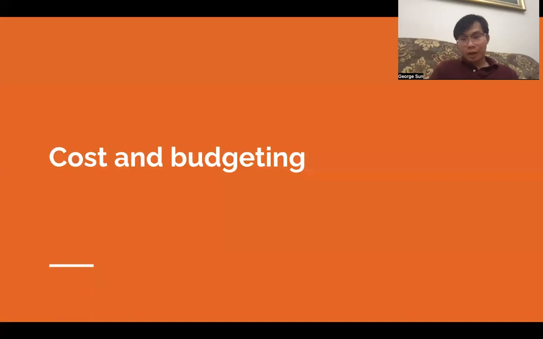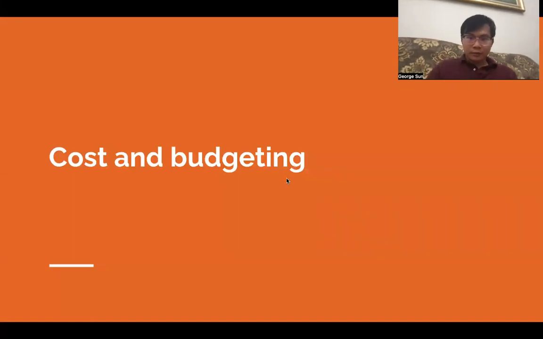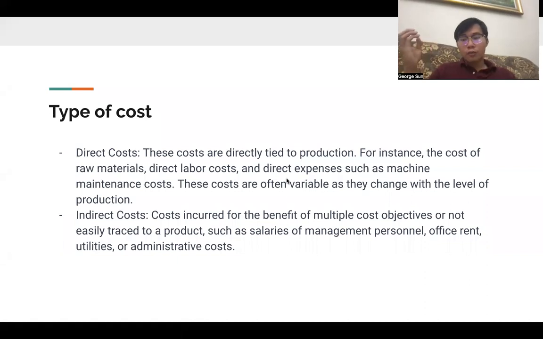Today, we're going to talk about cost and budgeting. These are important things for your company before planning something. So, when we talk about cost, we need to talk about different types of costs. There are direct costs and indirect costs.